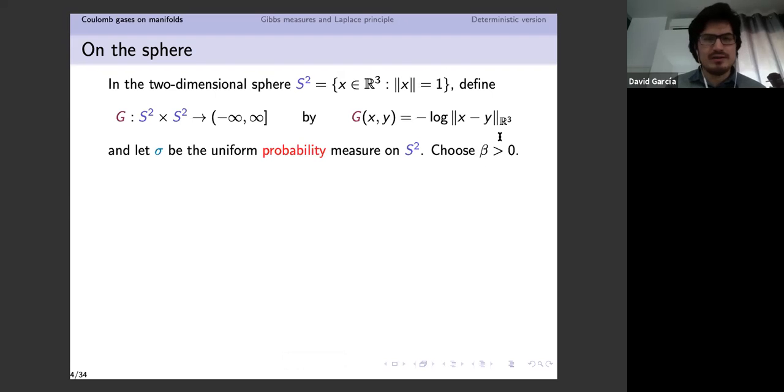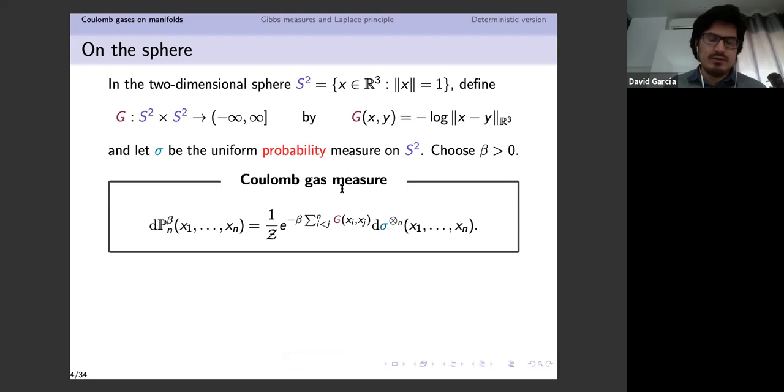So given this data, we can define what I call a Coulomb gas measure. It is a measure that is absolutely continuous with respect to sigma to the power of n. So it's a measure on n points, n particles. Here, 1 over c is just a normalization constant because this Pn beta is a probability measure. So we normalize it to be a probability measure, and the main part is this exponential: exponential of minus this positive parameter beta times the sum of the interaction between the particles. So we take different points without repetitions.